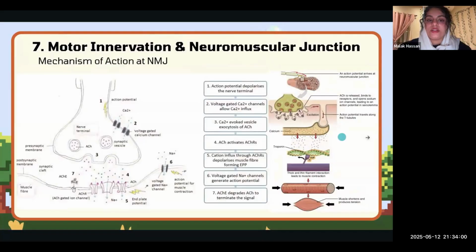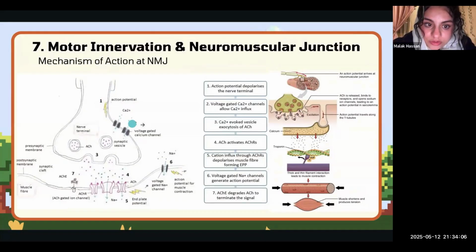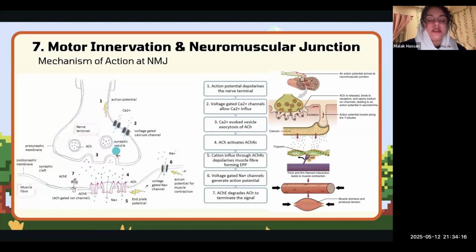And the mechanism of action, first of all, is that the action potential is going to depolarize at the nerve terminal, and then voltage-gated calcium channels will allow calcium to influx, right? And when that happens, that calcium is going to go to the synaptic vesicle, and that's going to cause the synaptic vesicle to bind and exocytose and release the ACh that's inside. And then the ACh is going to pass across the synaptic cleft.